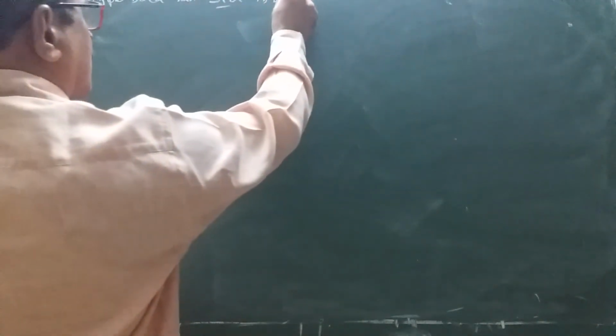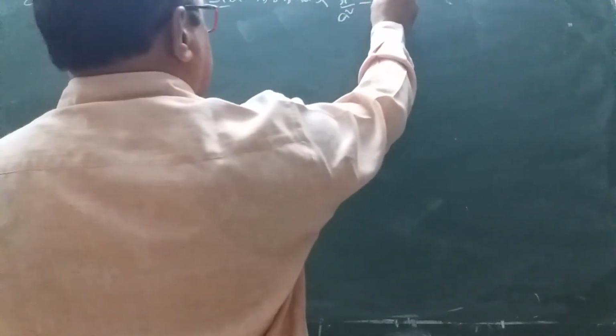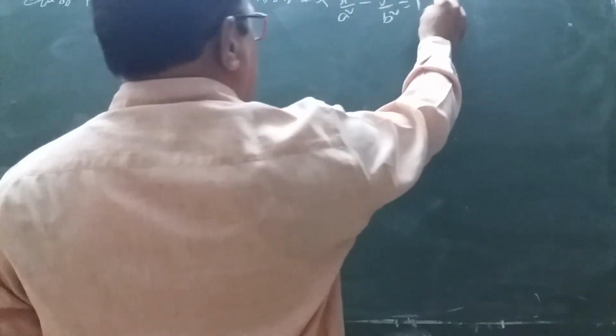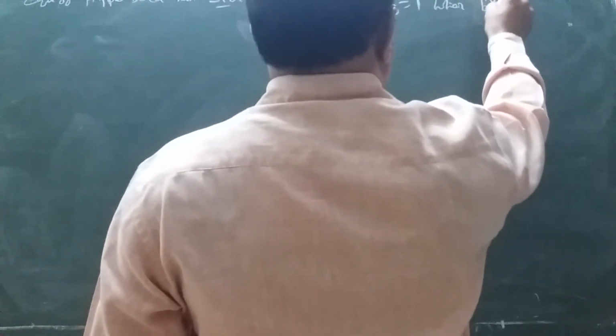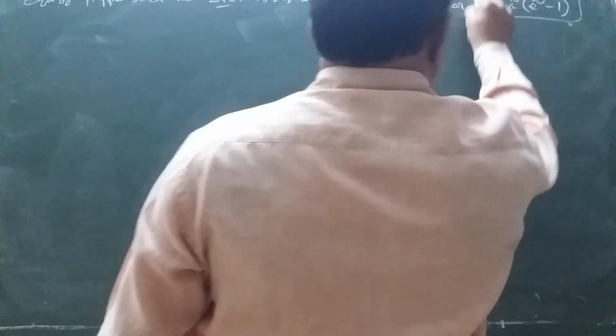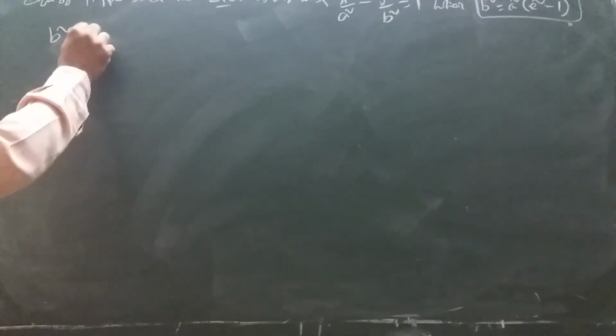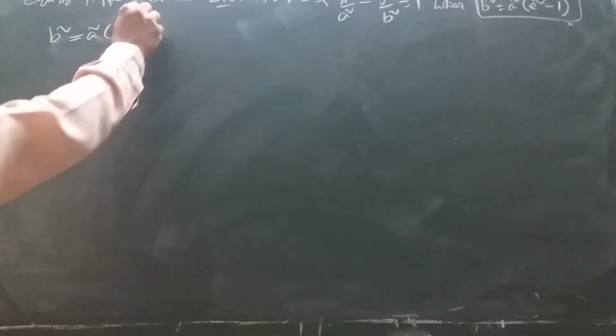Here, we already proved that the equation of hyperbola in standard form is x square by a square minus y square by b square is equal to 1, where b square is equal to a square into e square minus 1. This is the condition applied. By using that, b square is equal to a square into e square minus 1.